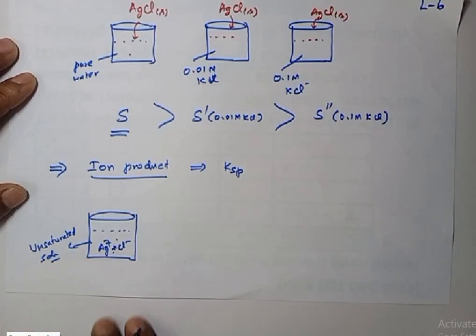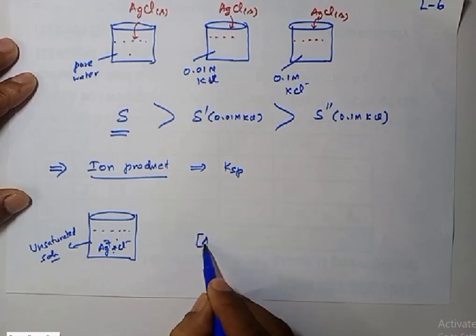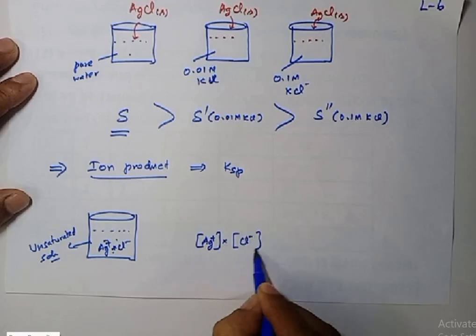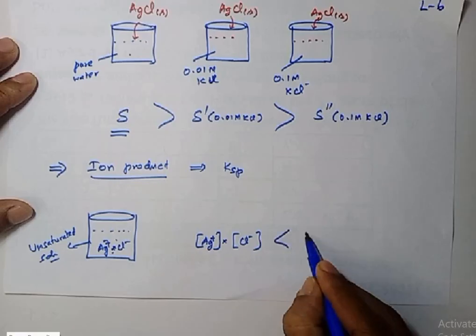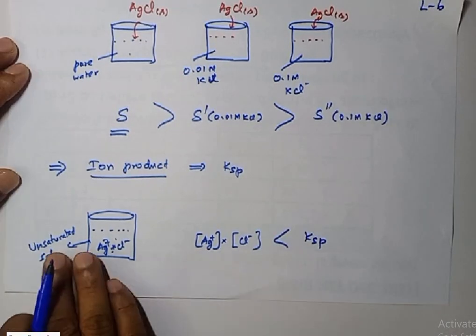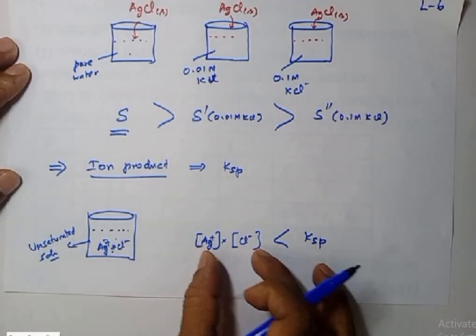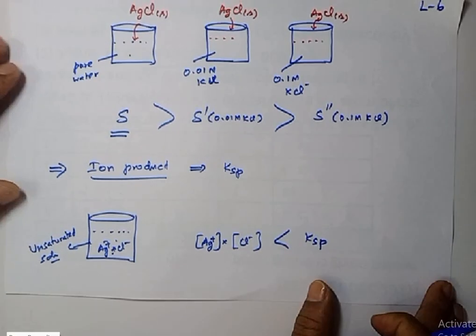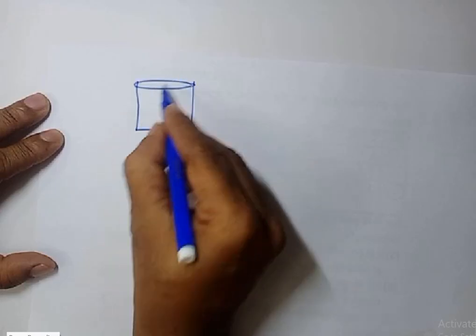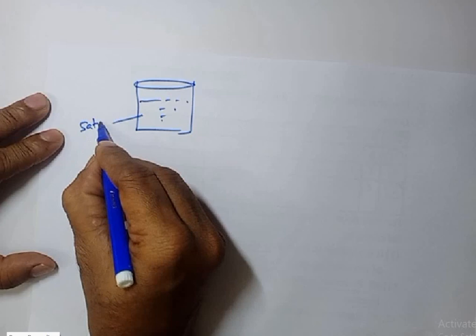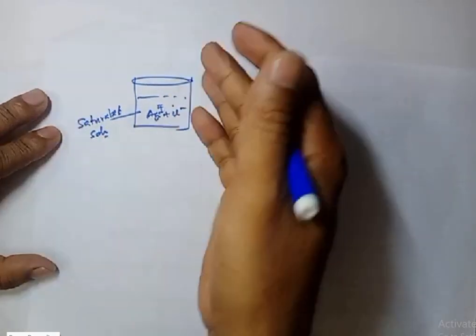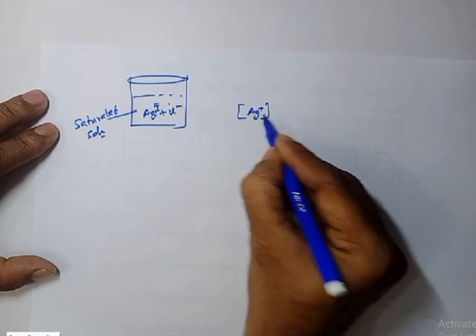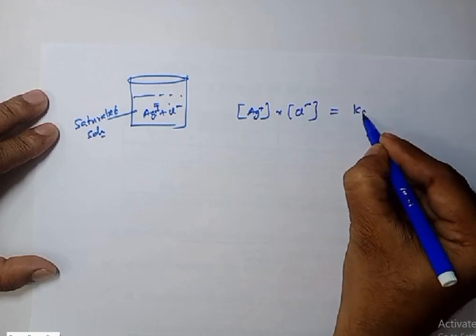In an unsaturated solution, listen carefully, the concentration of silver ion times the concentration of chloride ion, the product of the two concentrations, is called the ionic product. This ion product is less than the solubility product of silver chloride. So if the solution is unsaturated, then the product of the two concentrations will be less than the solubility product. Now suppose the solution is saturated, a saturated solution of silver chloride containing silver ion and chloride ion. Since it is a saturated solution, the concentration of silver ion times the concentration of chloride ion is equal to the solubility product.